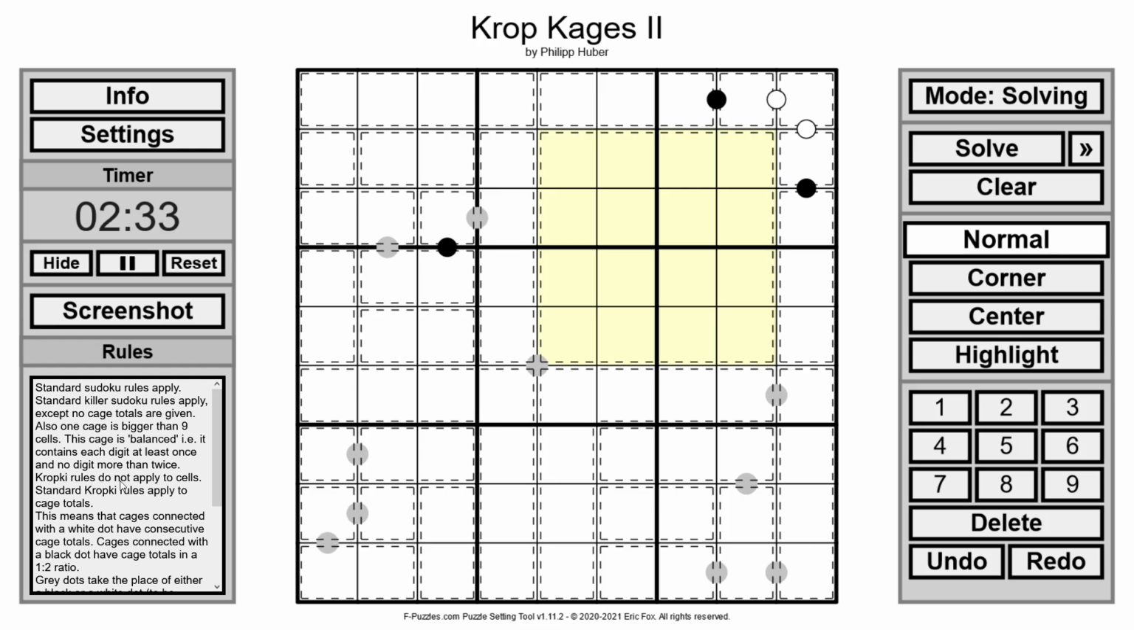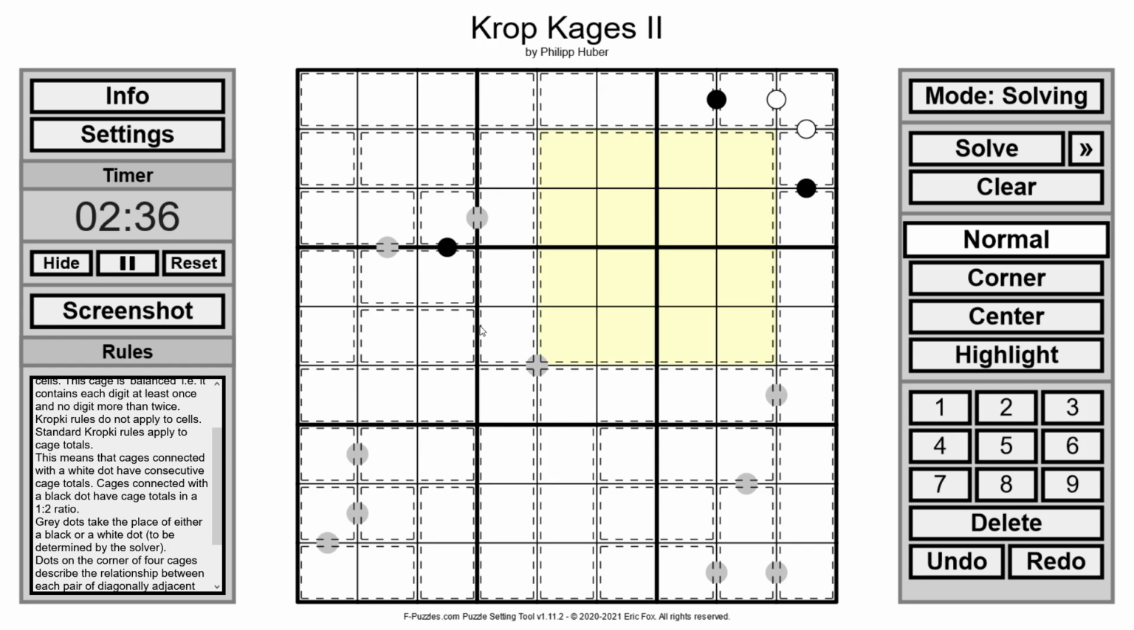Next rule, Kropki rules do not apply to cells. So if you're familiar with Kropki dots, we have white dots and black dots usually in Kropkis, and black dots show a 1 to 2 ratio between the value of the cells, and white dots show that the cells connected are consecutive. But this does not apply in this puzzle, so we don't have the same relationship necessarily for the cells connected with a dot. These dots that are shown in the grid rather connect the cages, so the rules for Kropki just apply to the cage totals.